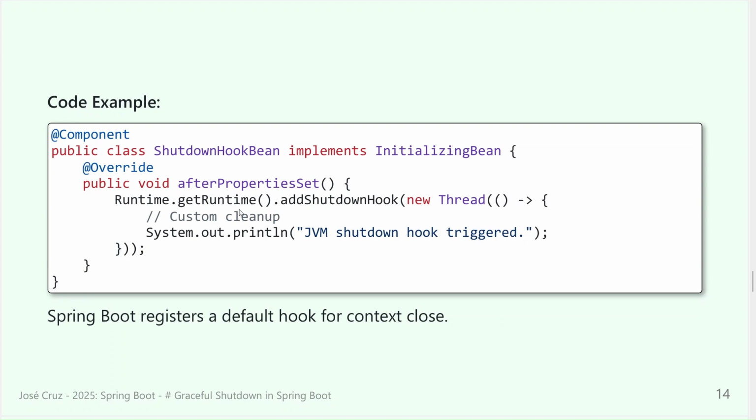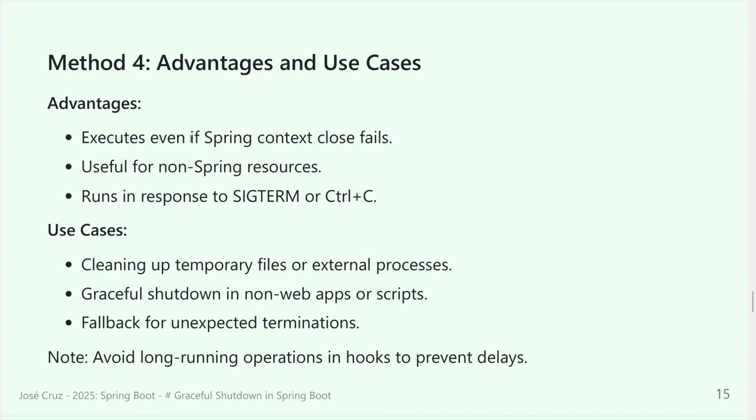So this is the example that I put here, but of course the other one is more advanced, but you have the code here if you want to try it yourself. An advantage is that it executes even if the Spring context close fails. It's stronger than the bean. Even if Spring Boot cannot handle the shutdown or wants to force it, the Java Virtual Machine will forbid it and say, no, you have to wait for this.